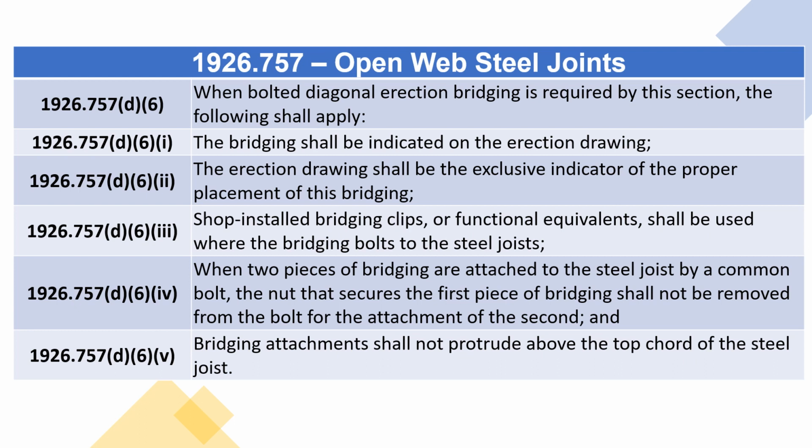1926.757 D.6. When bolted diagonal erection bridging is required by this section, the following shall apply. 1926.757 D.6(i) through (iv). The bridging shall be indicated on the erection drawing. The erection drawing shall be the exclusive indicator of the proper placement of this bridging. Shop-installed bridging clips, or functional equivalents, shall be used where the bridging bolts to the steel joists. When 2 pieces of bridging are attached to the steel joist by a common bolt, the nut that secures the first piece of bridging shall not be removed from the bolt for the attachment of the second. Bridging attachments shall not protrude above the top chord of the steel joist.